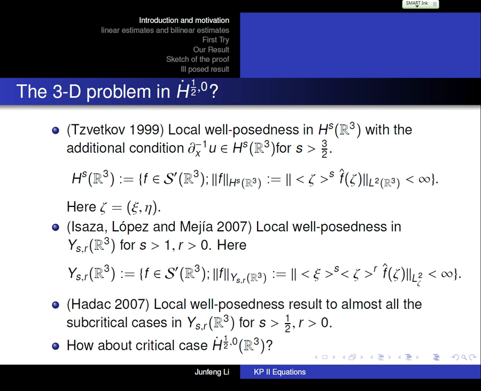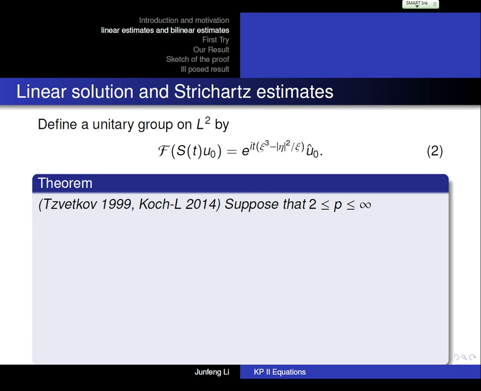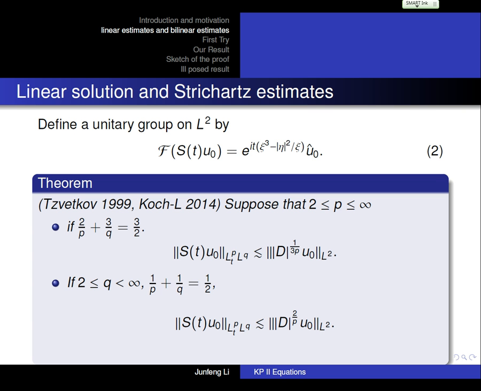If we want to start with this estimate, we want to have some basic idea about the linear solutions. Here, a unitary L2 operator gives the linear solution to the linear equation, and then we have the Strichartz estimate. The second one is new. You can see that the eta part is not compact, so you cannot have the Sobolev space, because this derivative is only on the x part, so the Sobolev embedding cannot take you from this already known estimate to this Strichartz estimate.